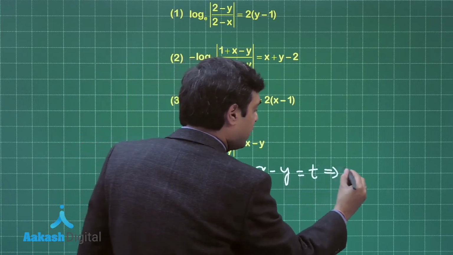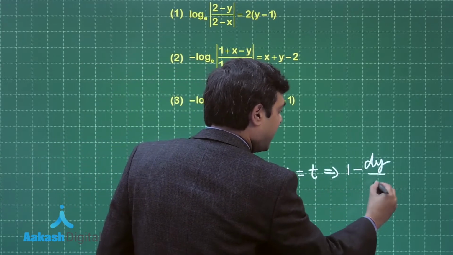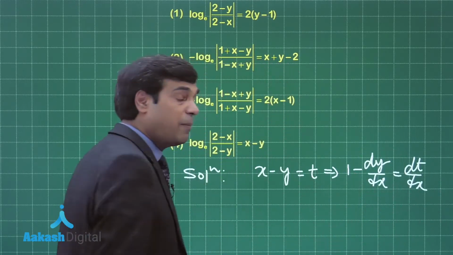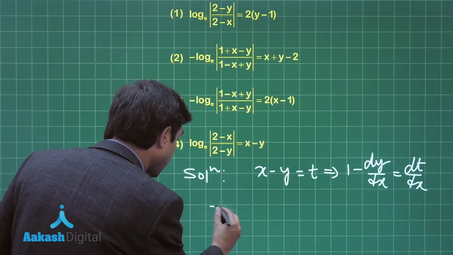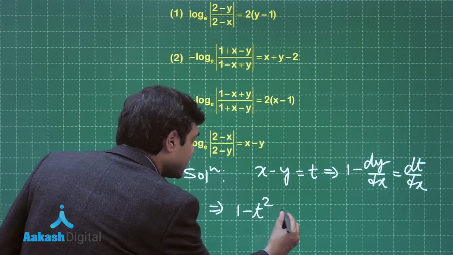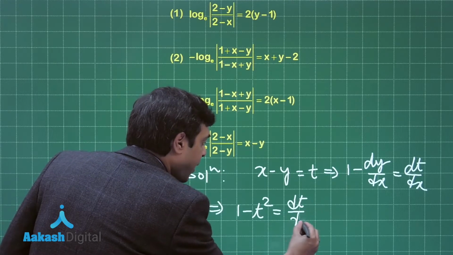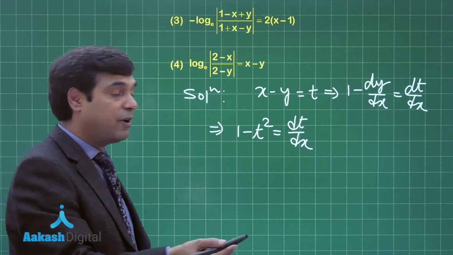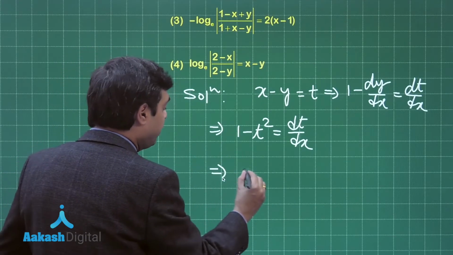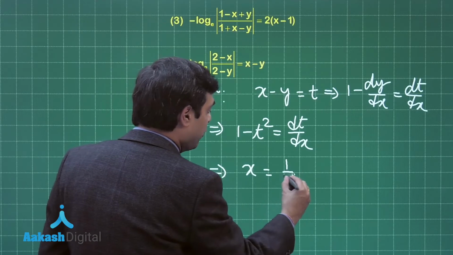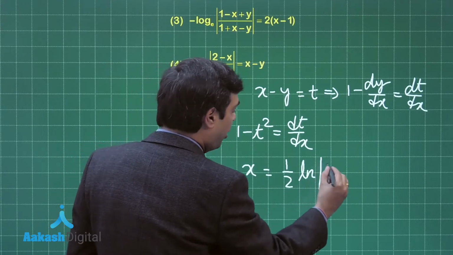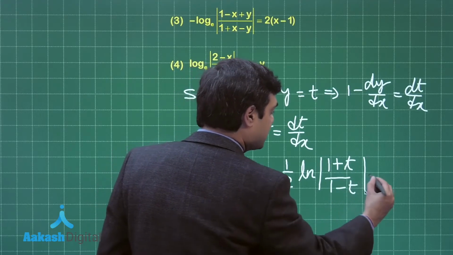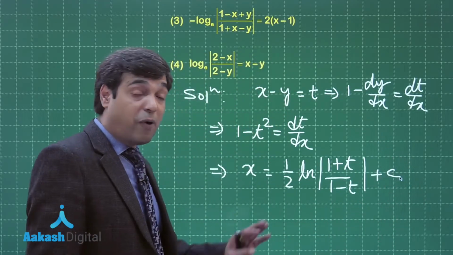That means you have 1 minus dy by dx is equal to dt by dx. Now dy by dx is given to me as x minus y whole square. So we have 1 minus t square is equal to dt by dx. Just integrate after cross multiplying dx on the one side and 1 minus t square on the other. We have x is equal to 1 by 2 log modulus of 1 plus t upon 1 minus t plus constant of integration.